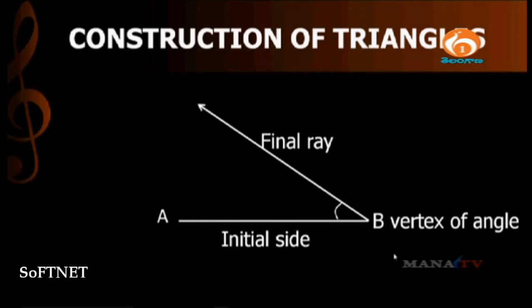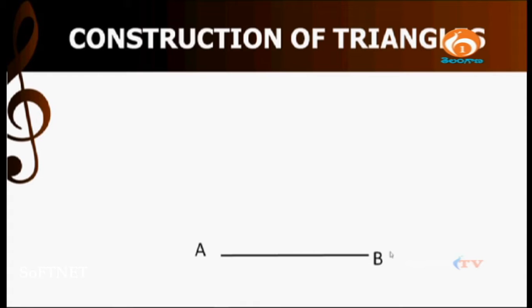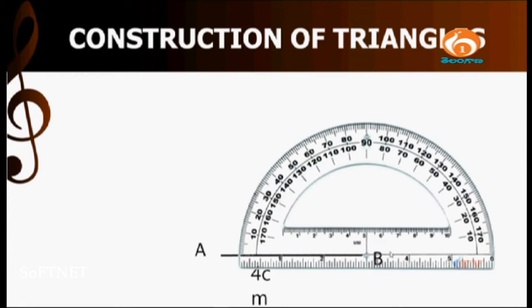Now let us construct our angle 50 degrees. Have you taken your protractor, children? This is your 4 centimeters line segment. This is protractor. I think you have seen in your geometrical box. In this protractor, you can see a horizontal line over here. It is called index line. This index line should be kept on our initial side.